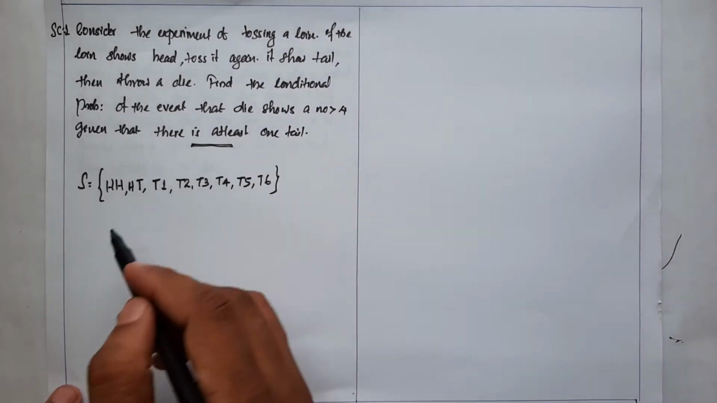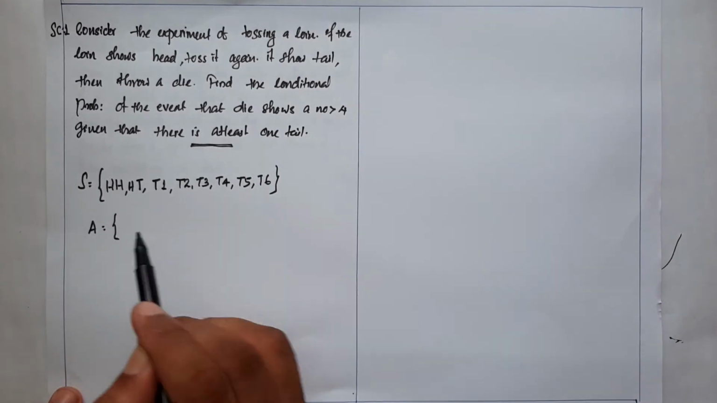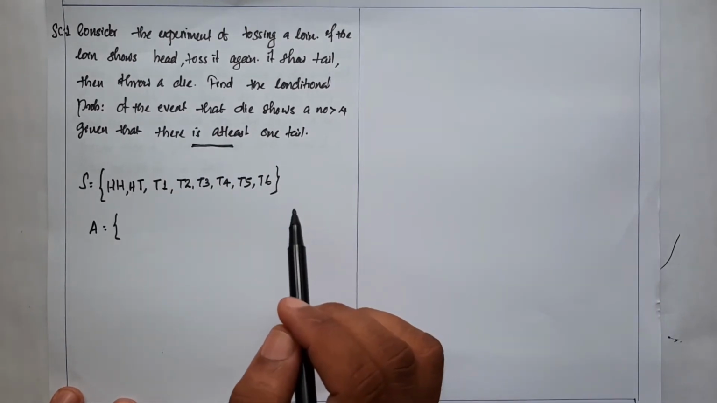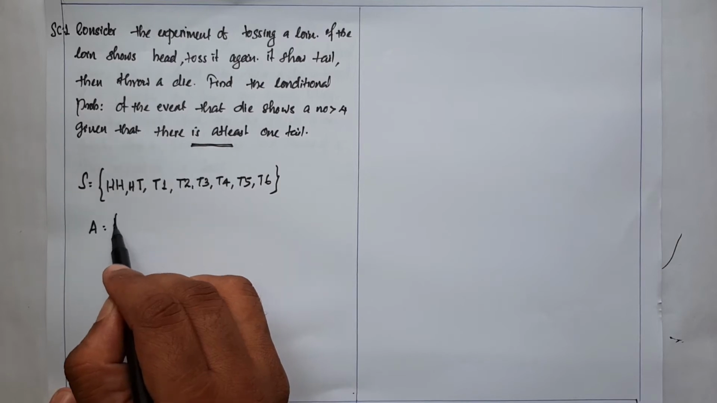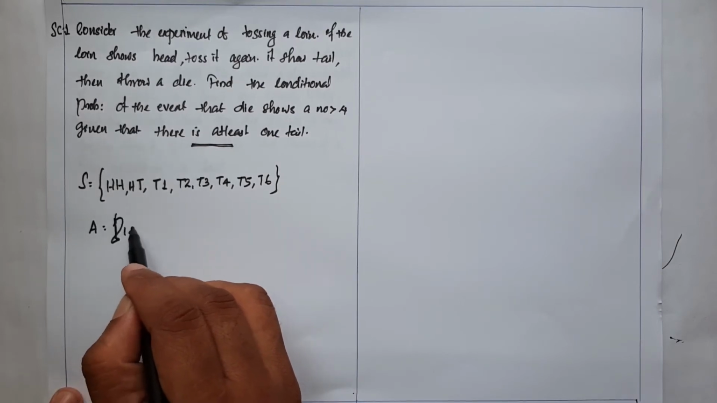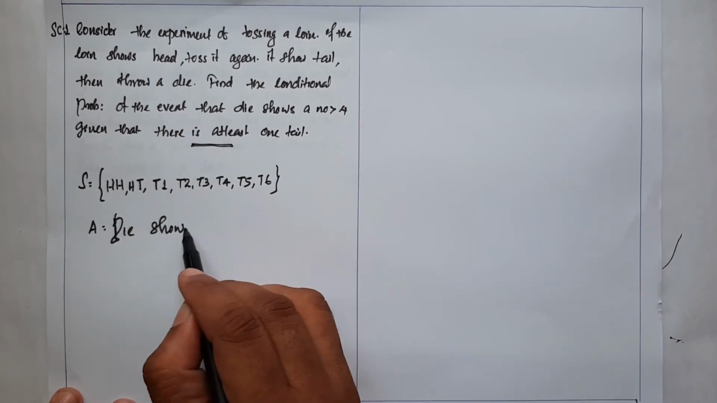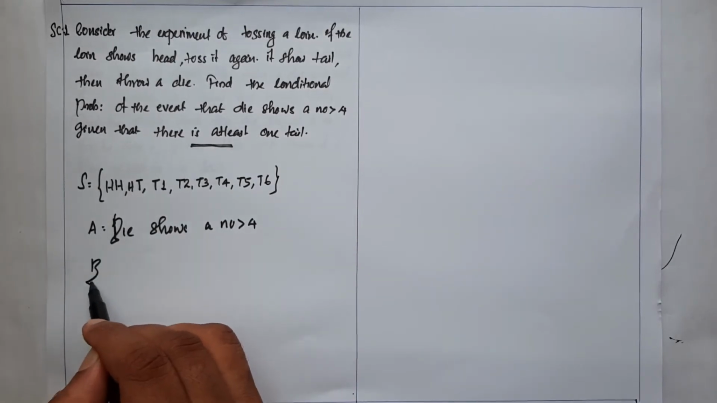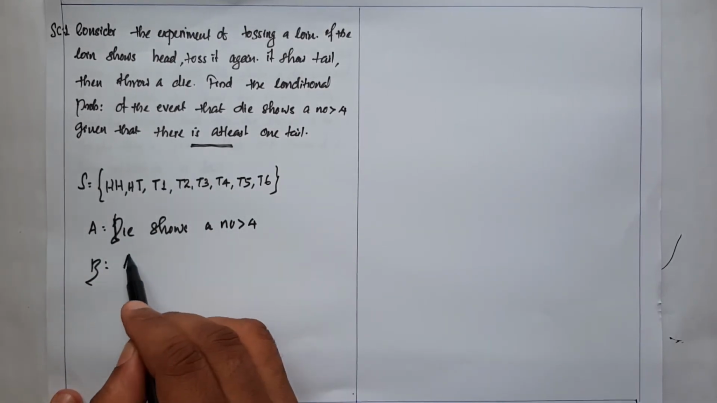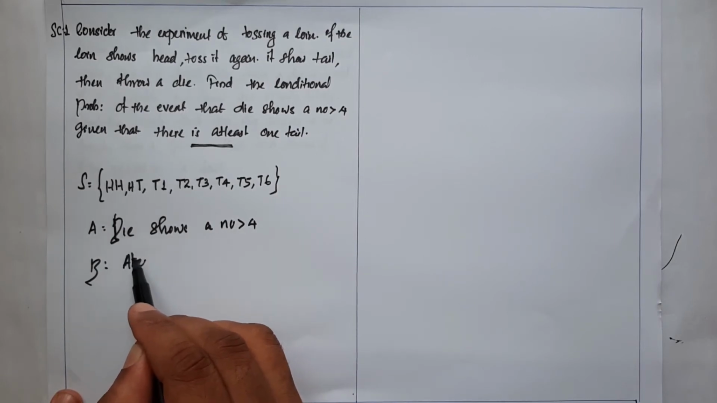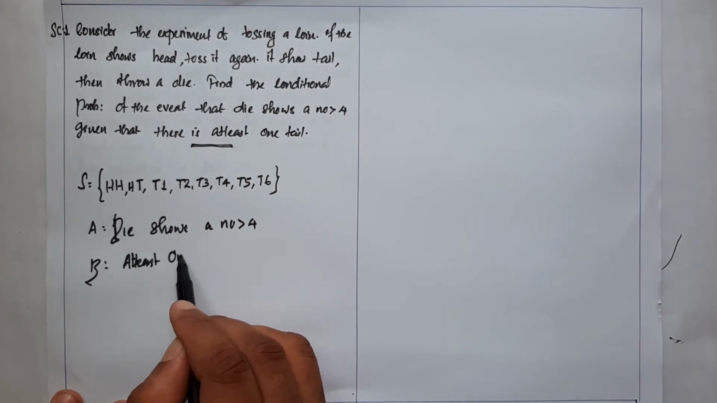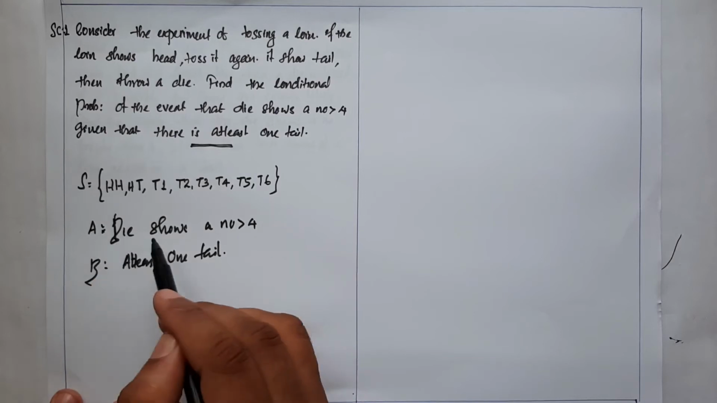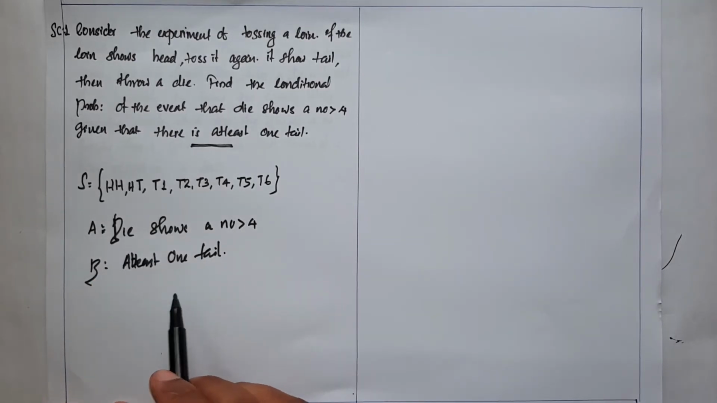Now, our first event, A, be the event that the die shows a number greater than 4, and B be the event that there is at least one tail. We consider the two events. First event is the die shows a number greater than 4, and B is the event that at least one tail.